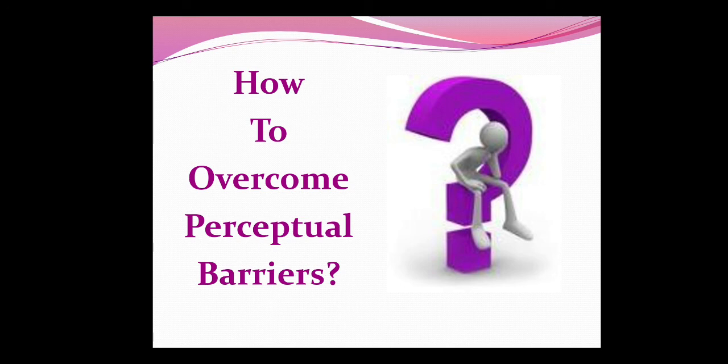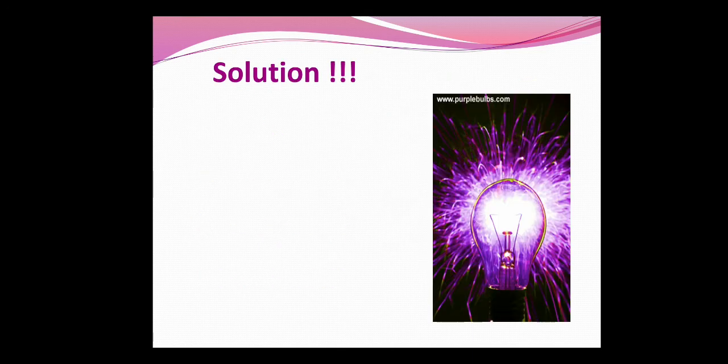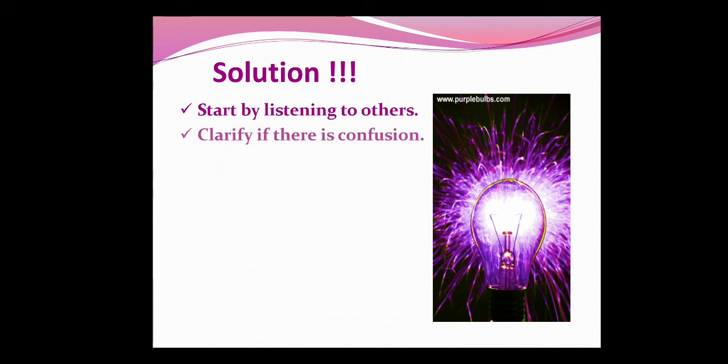And what is the solution to overcome these perceptual barriers? The first solution that comes to my mind is starting listening to others. When we start listening to others, when we have the patience to listen to another's thoughts, we overcome perceptual barriers. The second solution is we should clarify if there is any sort of confusion. If we want to make our bonding strong, it is very essential.